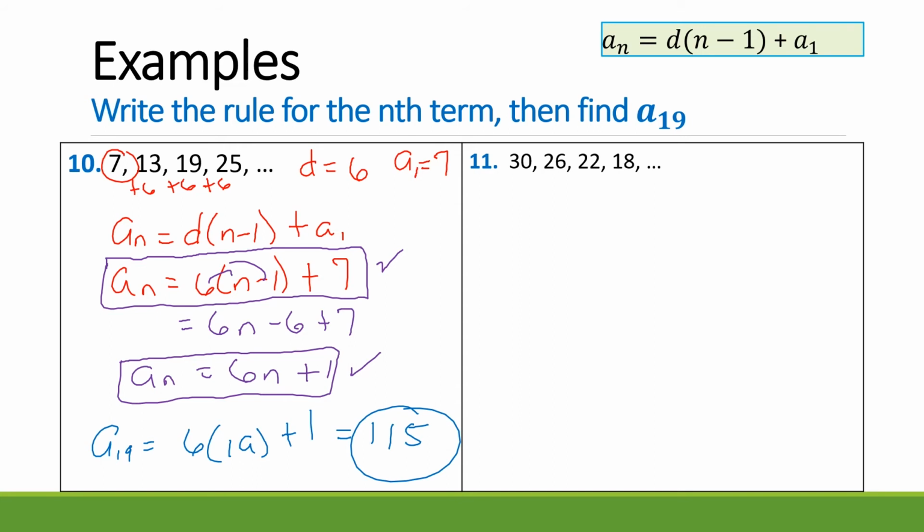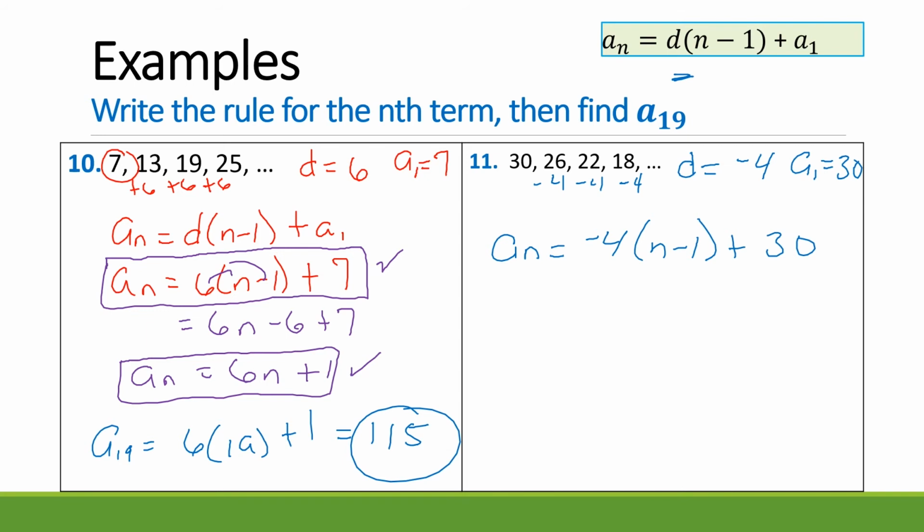Let's take a look at this next one here. Common difference is subtracting 4. So minus 4. A sub 1 is 30, my first term. And then plugging it into my formula, I'm not going to rewrite the formula this time. So my common difference is negative 4. Bringing down that n minus 1 plus 30, which is my first term.